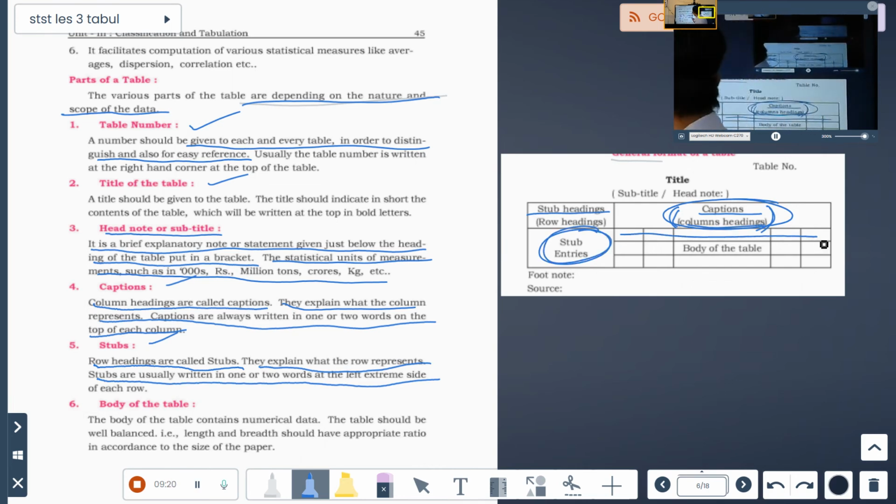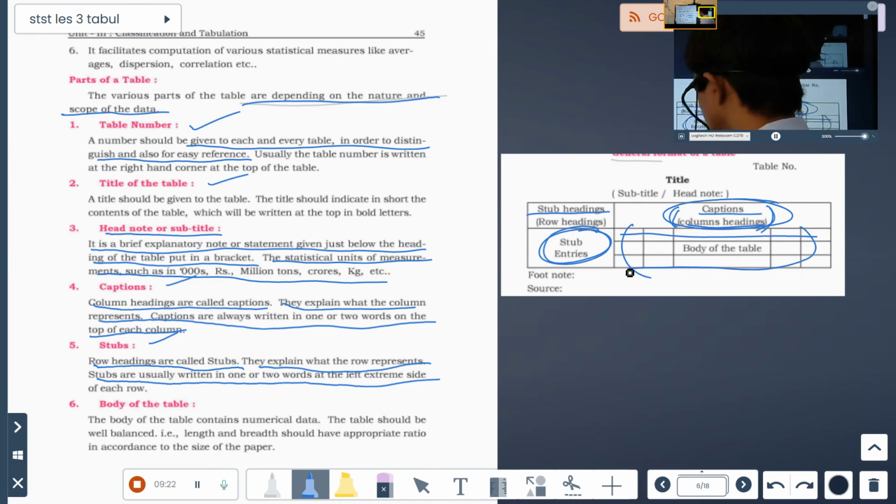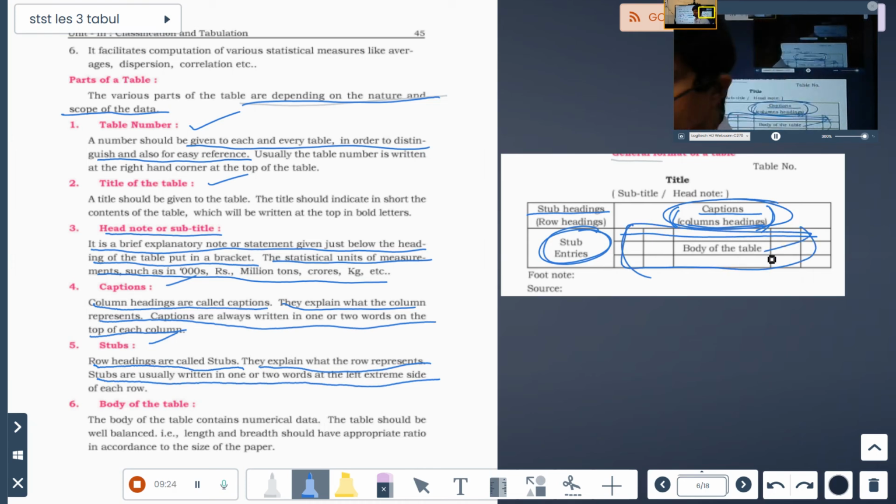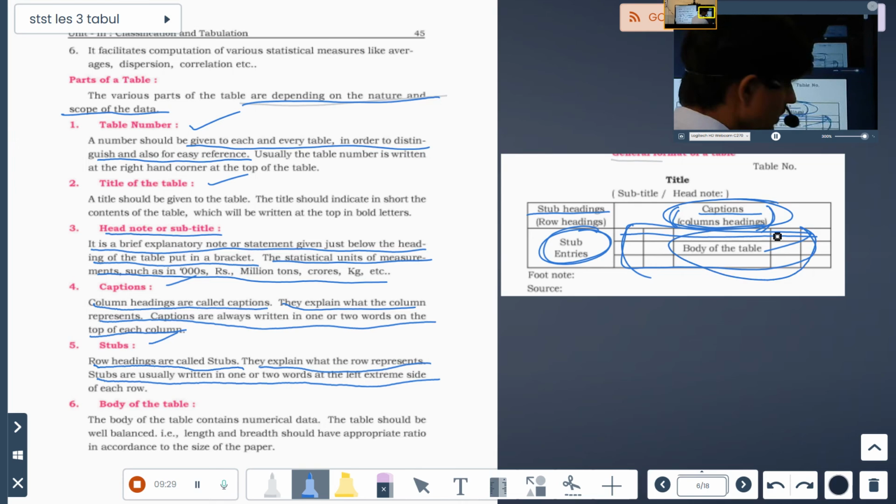Next, you have body of the table. Whatever you write here, as you can see, this part is called the body of the table. You will put all those numbers, all those things will come under the body of the table. Okay, next part.